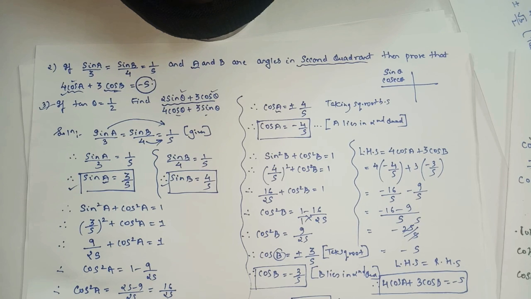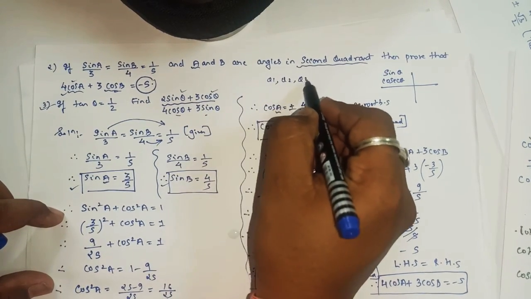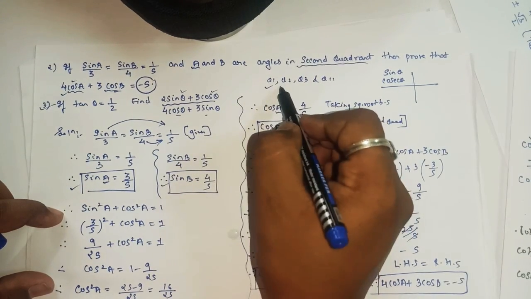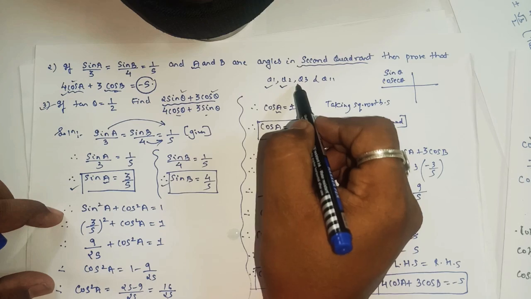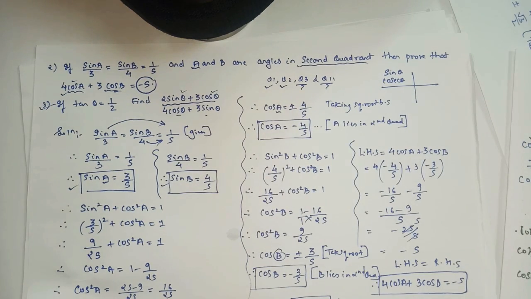Remaining section. In this lecture we have covered question number 1, question number 2, question number 3, and question number 11. I hope you all understood question number 1 and 2. Third and 11th, please try by yourself. The remaining part we'll see in the next lecture.